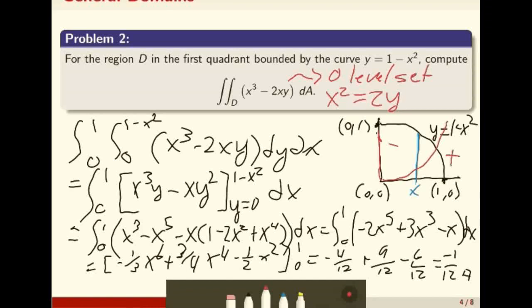It's always good to check to see, does the sign of my answer make sense, that it's a negative answer. And I think this sketch shows that it's a reasonable enough thing. Alright, so that was a first and very straightforward computation.